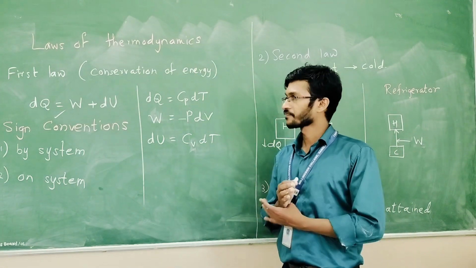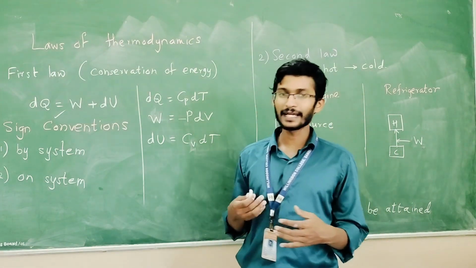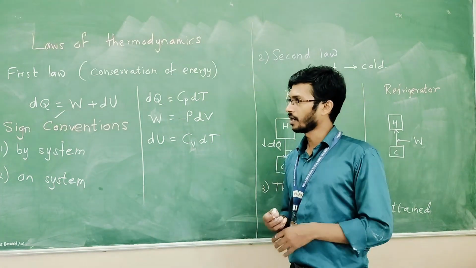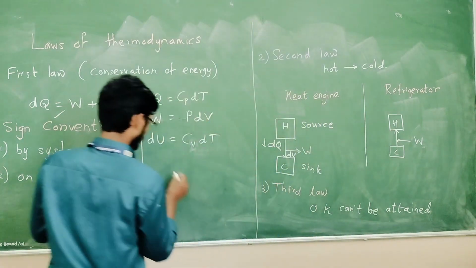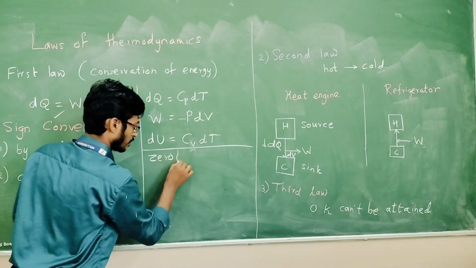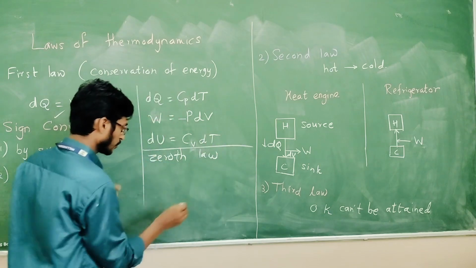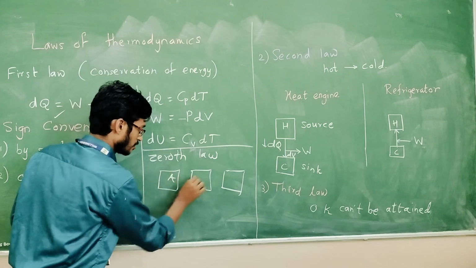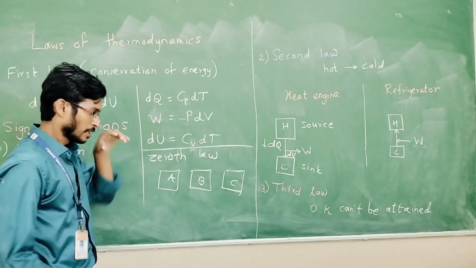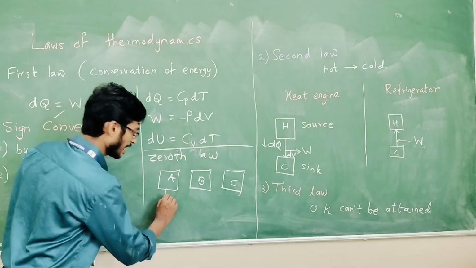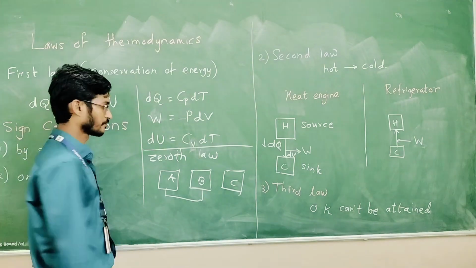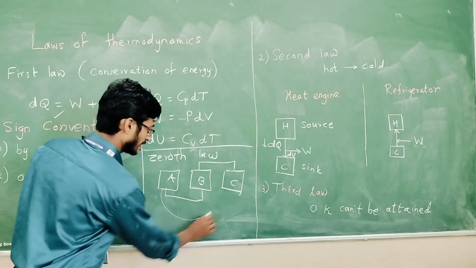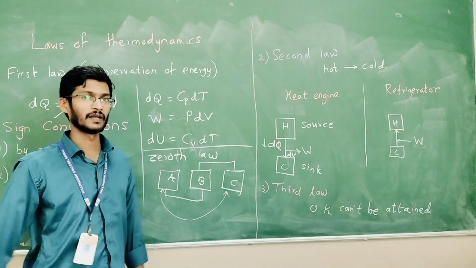Then there is a last law, but despite of calling it fourth law, we call it as a zeroth law. This is because this is very fundamental law. Zeroth law basically tells, suppose we have three different bodies, A, B and C. If A and B are in thermal equilibrium, B and C are in thermal equilibrium, then A and C must also be in thermal equilibrium.